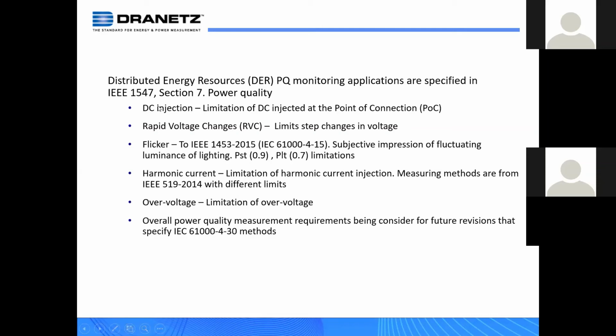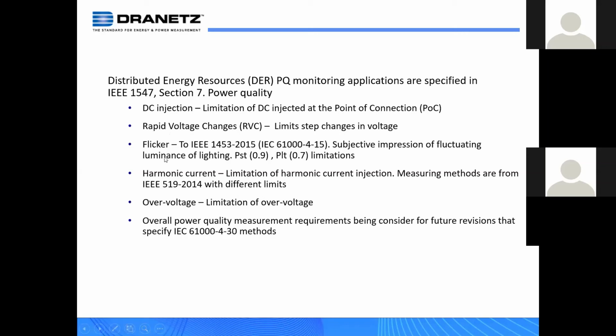Well, 1547 outlines several parts that overlap with power quality: DC injection, and rapid voltage change, or RVC, which we haven't discussed. It's part of 61000-4-30 edition 3, so all of our current products can measure this. And these are just gradual changes in the voltage. They're not dips, they're not swells, they're not sags. These are voltage changes slightly within the limits of measurement. That's what rapid voltage changes are.